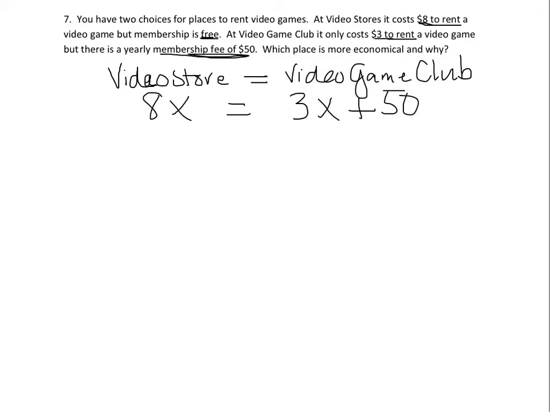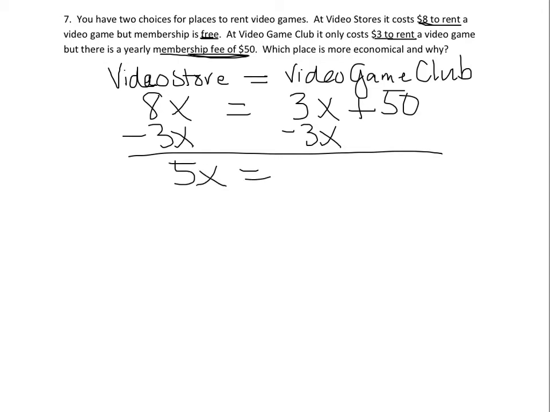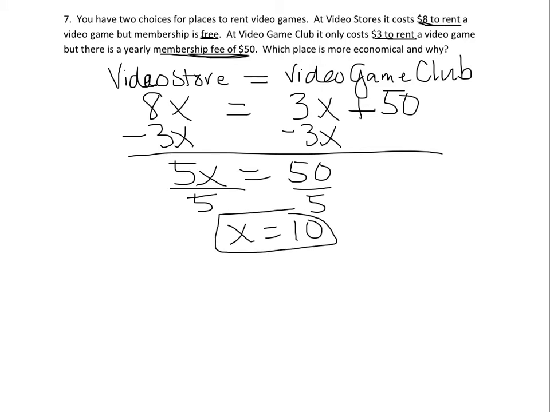So here we have an equation with variables on both sides. Let's isolate that variable and solve for x. How many video games would be equal no matter which one you belong to? I'm subtracting 3x from both sides because that seems like the easier one to subtract. I get 5x equal to 50. Divide by 5, and I get x equal to 10. So if you rented 10 video games in a year, it wouldn't matter which club you belong to. It would be a wash, it would be equal.